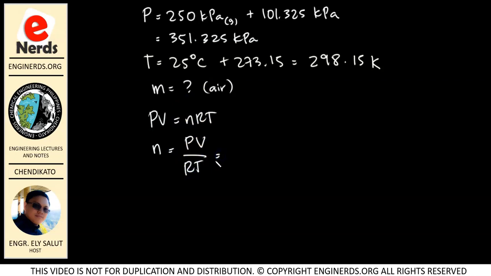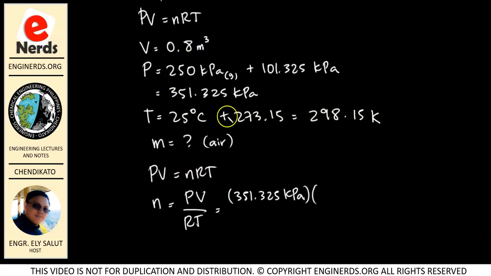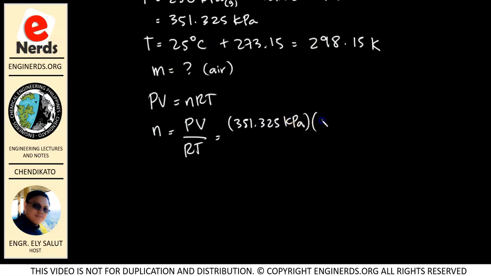So, substitute na natin yung mga values natin. Our pressure is equal to 351.325 kilopascal multiplied to our volume. Our volume is 0.8 cubic meters. And then, we have to divide it to our universal gas constant.